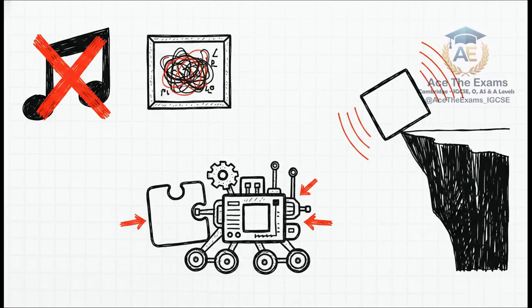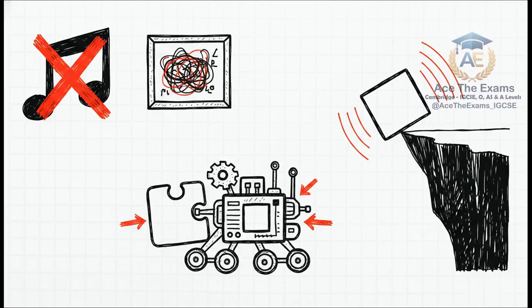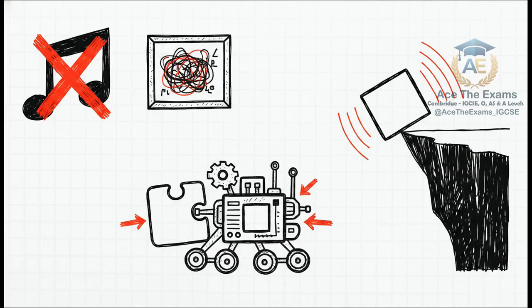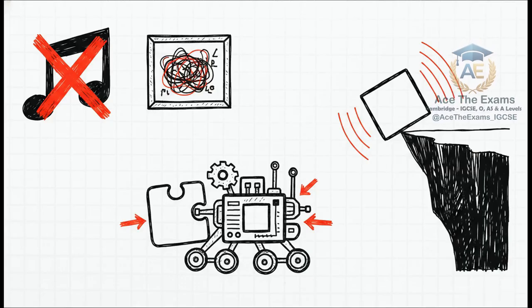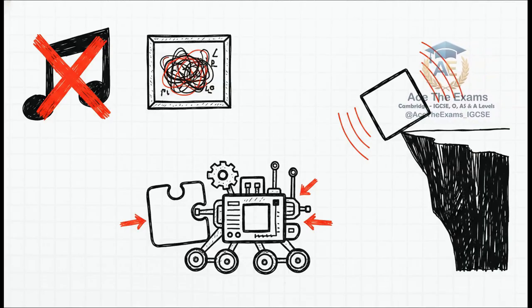And third, generic answers. If the question asks about an image taken by a Mars rover, your answer must reference the constraints of a Mars rover, like the severe limitations on transmission bandwidth. A generic, copy-pasted textbook answer gets 0 context marks.